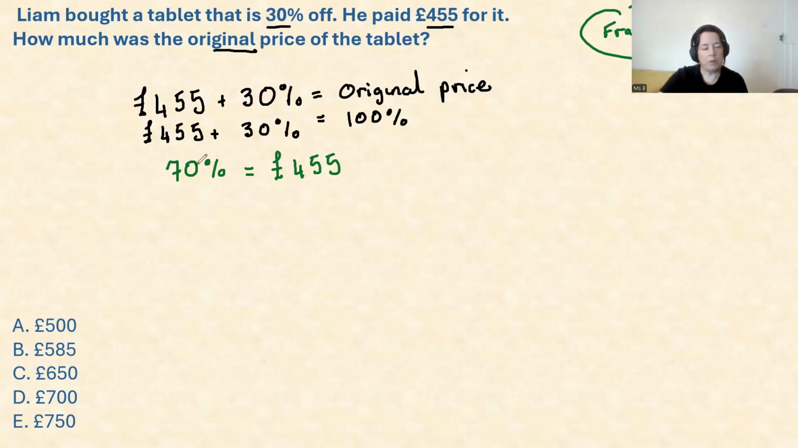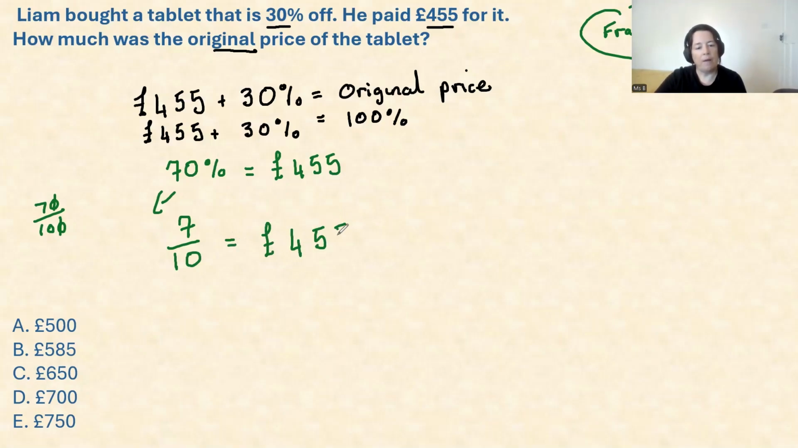Going back to 70%, what is 70% as a fraction? 70%, of course, is out of 100, so it's 70 out of 100. Simplify this, and it is 7 out of 10. So 7/10 equals 455. As a fraction, what is 100%?